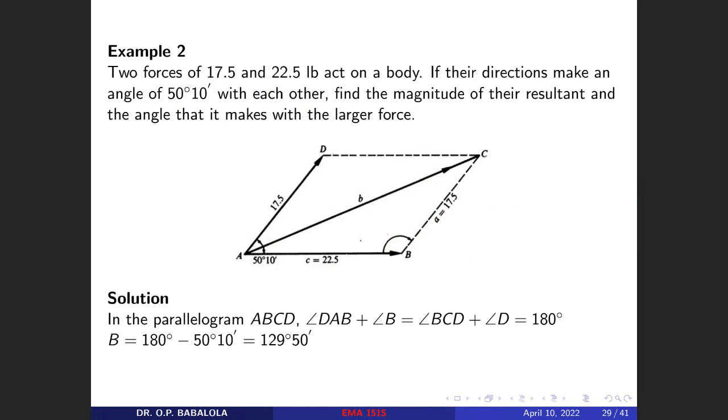Let's look at the second example in this case. We have two forces, 17.5 and 22.5 lb, acting on an object. If the directions make an angle of 50 degrees 10 seconds with each other, find the magnitude of their resultant and the angle that it makes with the larger force.